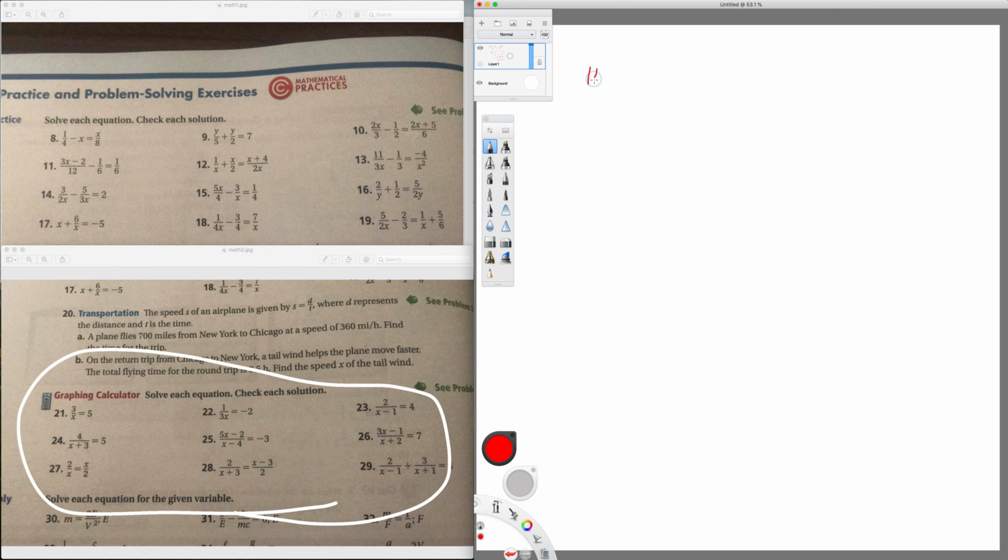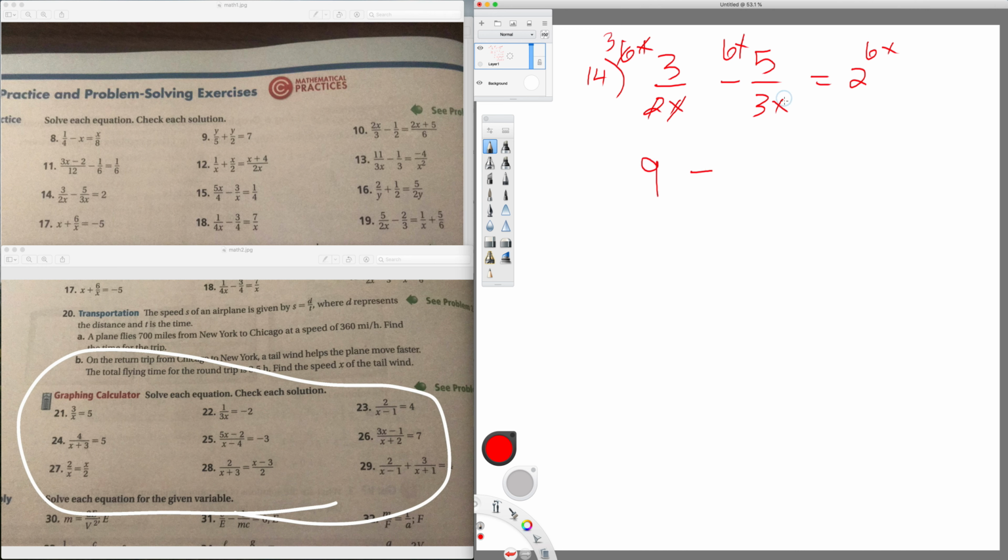Number 14, we have 3 over 2x minus 5 over 3x, and that equals 2. My common denominator needs to have a 2, a 3, and an x. So 2 times 3 would be 6, so it's going to be 6x. So I'm going to multiply everything by a 6x. So the x's are going to cancel here. The 6 and the 2 reduce to a 3. And that 3 gets multiplied by that 3, giving me a 9.